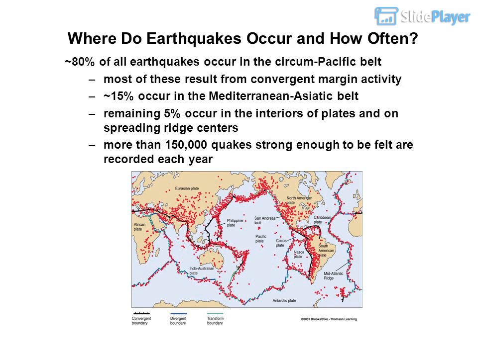80% of all earthquakes occur in the Circum-Pacific belt. Most of these result from convergent margin activity. 15% occur in the Mediterranean Asiatic belt. Remaining 5% occur in the interiors of plates and on spreading ridge centers. More than 150,000 quakes strong enough to be felt are recorded each year.